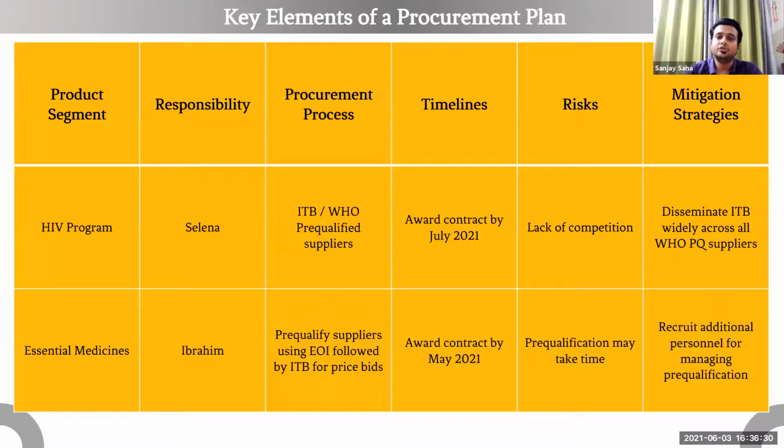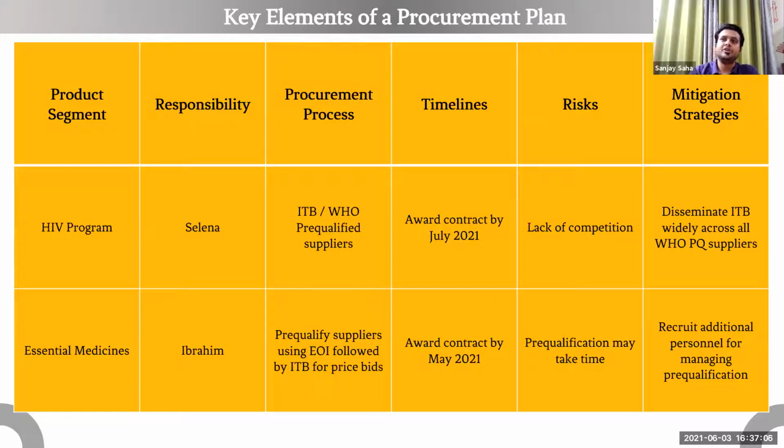Now you may be asking, what elements are there in a procurement plan? How is it different to a supply plan? A procurement plan is more of a process. What is the process that we're taking, and it's more like a project management plan. We have product segments, and then we will have a list of products under each segment. Then we need to know who's managing each of those product segments, who's taking responsibility for procurement of those products. What is the process that you are employing?